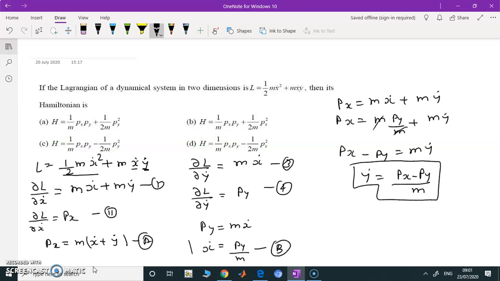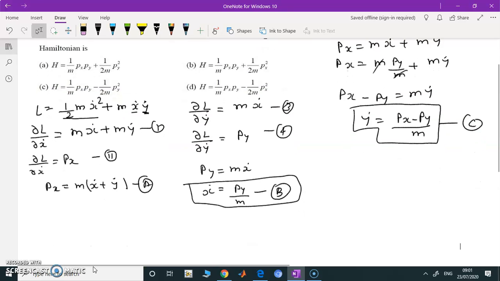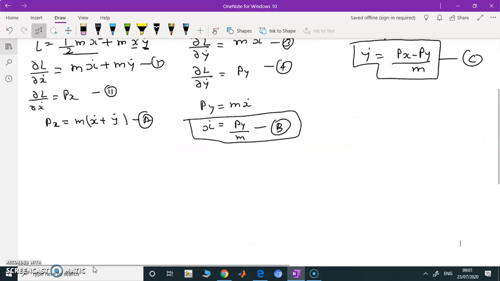Now these two equations, number b and let's take this equation number c, we have to put in the Hamiltonian formula. So let me write the Hamiltonian formula first. That is H is equal to sigma x dot p. Here we have two terms, so it will be x dot px plus y dot py minus L. That is why we are putting sigma. If we have two terms, we can put both of them. So let's put it here.